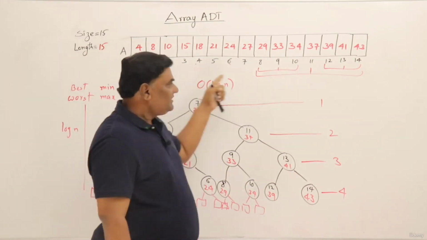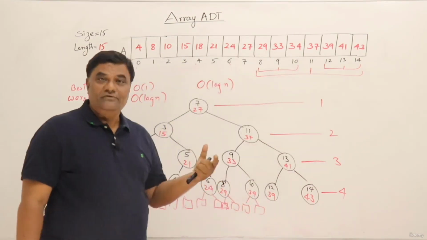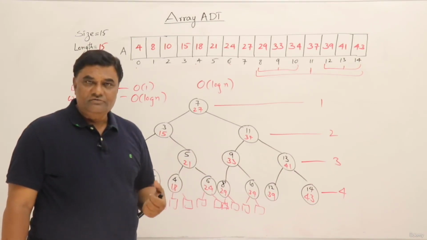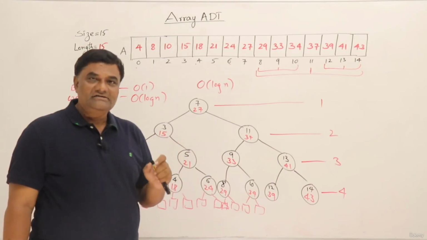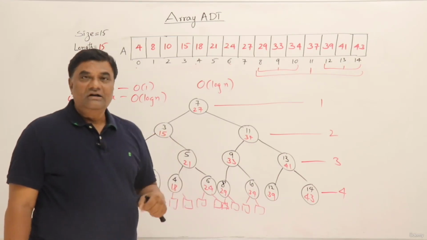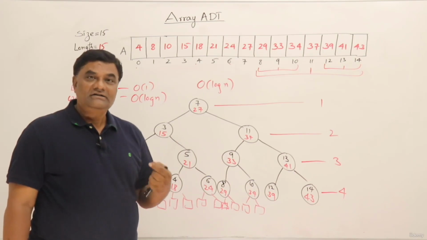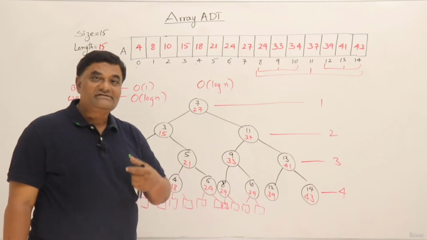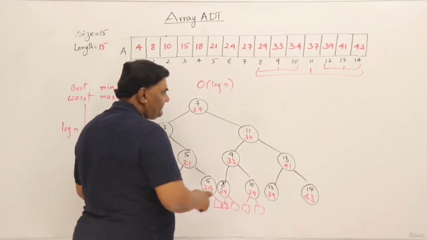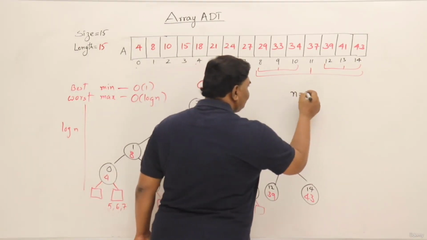See, we have a total of 15 elements here, 0 to 14. 15 is not a power of 2, so I will just round it up to 16. To explain how it is log n, I'll take it as a power of 2, that is 16. Assume that the number of elements is 16.